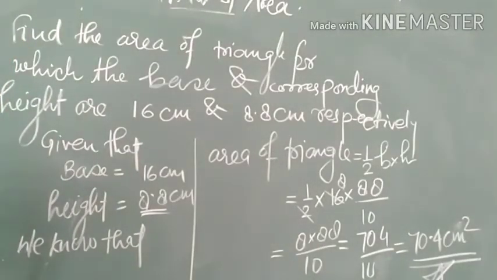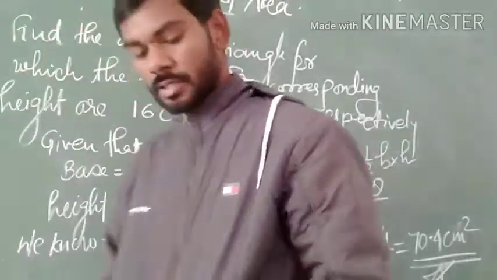So, students, now you can see the complete solution clearly, and 70.4 centimeter square will represent the area of the triangle, for which the base and height are 16 centimeter and 8.8 centimeter. Okay, now let's see the next question.